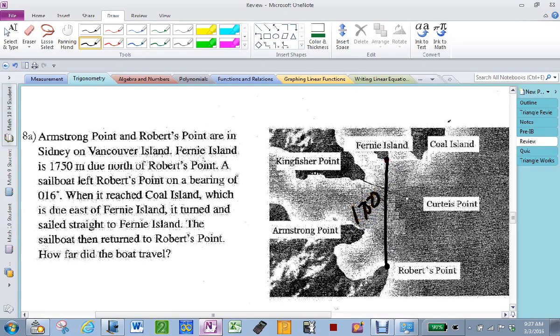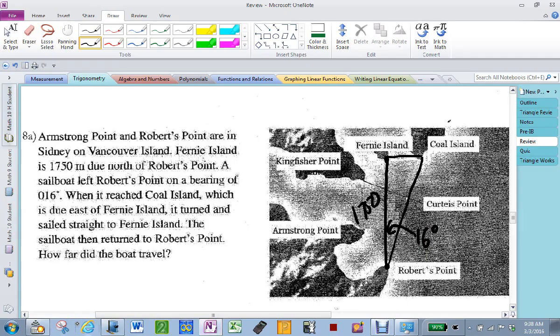Straight north. A sailboat leaves Roberts Point at a bearing of 16 degrees. North is 0. How do we count? Right or left from 0? Right. So this goes out here to Coal Island, then over to Fernie, and then back. So where's the 16? Right in here, yeah? 16. Everyone cool with that?